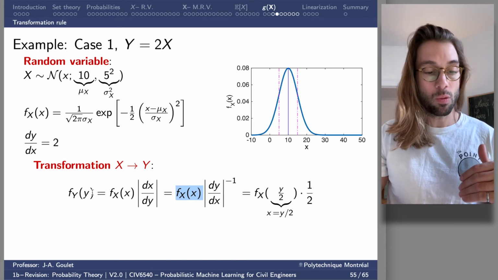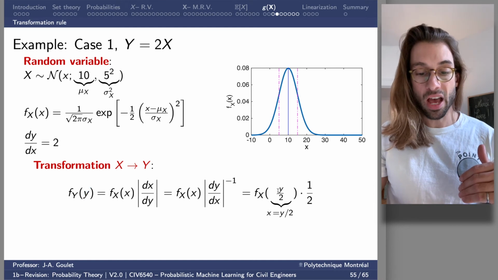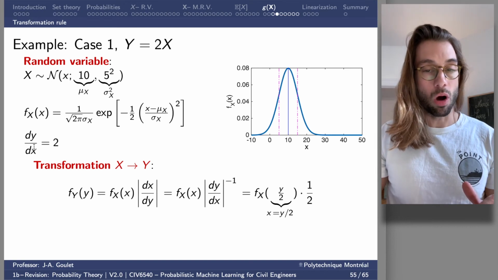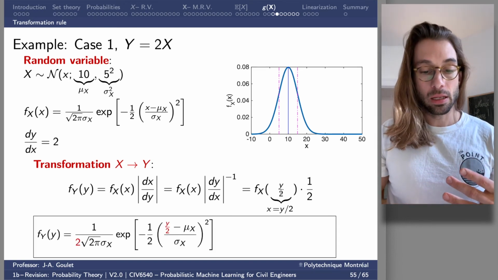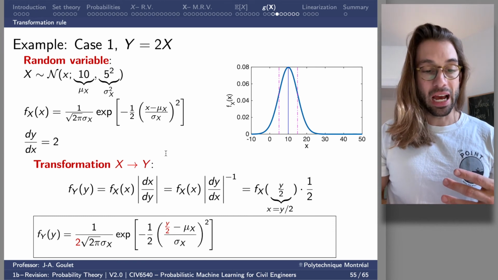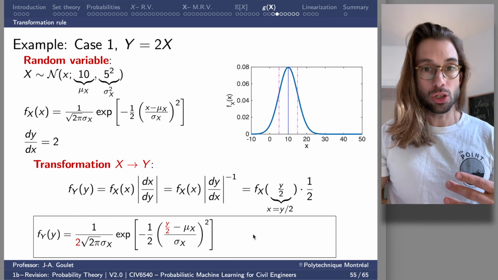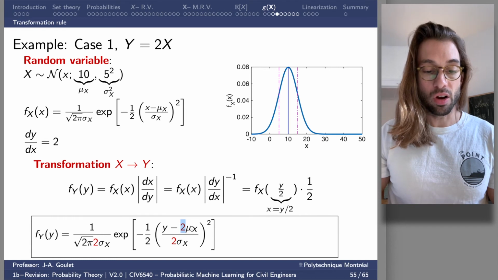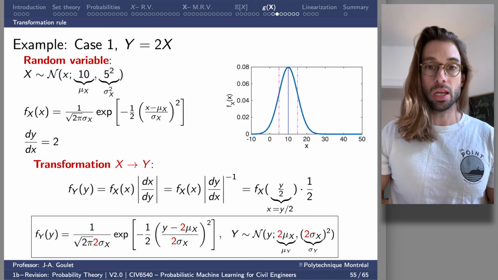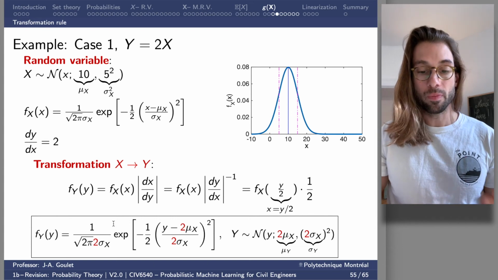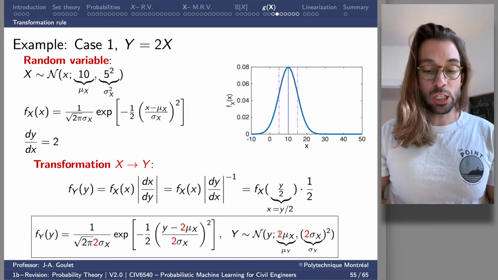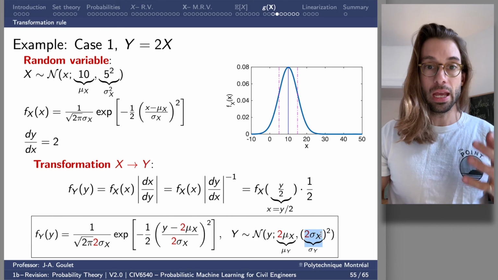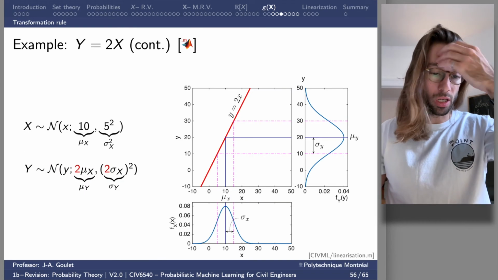Okay, why do I do this? Because here I want to obtain the PDF of Y, so I need to express and evaluate it as a function of Y. And times 1/2, because this is the inverse of dy/dx. So if I replace X by Y over 2 in that PDF, and I divide that PDF by 2, I'm going to get that formulation. And if I just reorganize the terms, I'm going to have this. So I'm going to have that factor 2 coming here in front of the mean, and the factor 2 coming in front of the standard deviation. And we see this still has the form of a normal PDF, where the expected value is now 2 mu X and the standard deviation is 2 sigma X. Okay, this is how we obtain the formulation we saw in the previous slide.